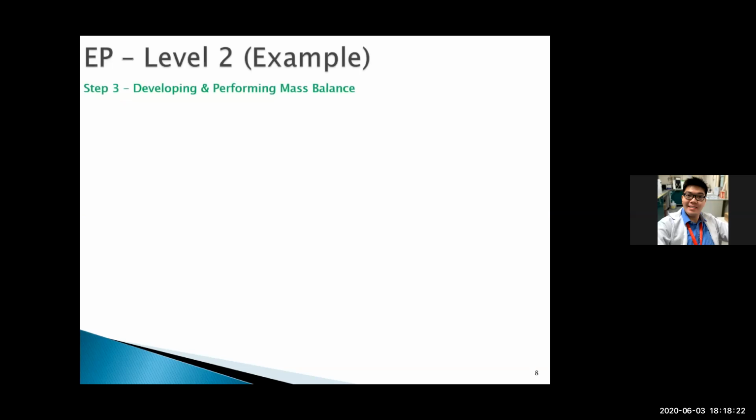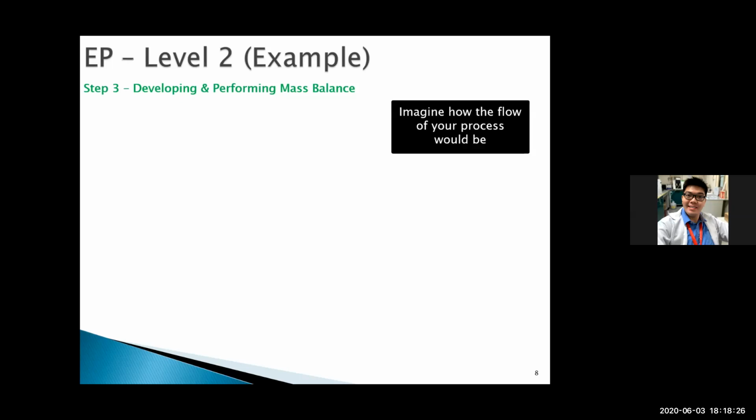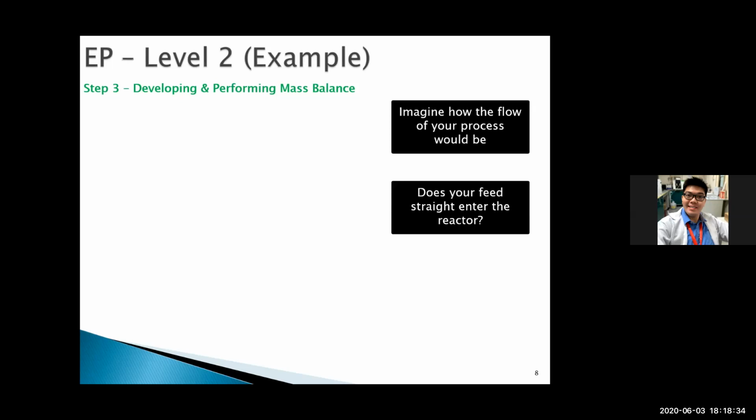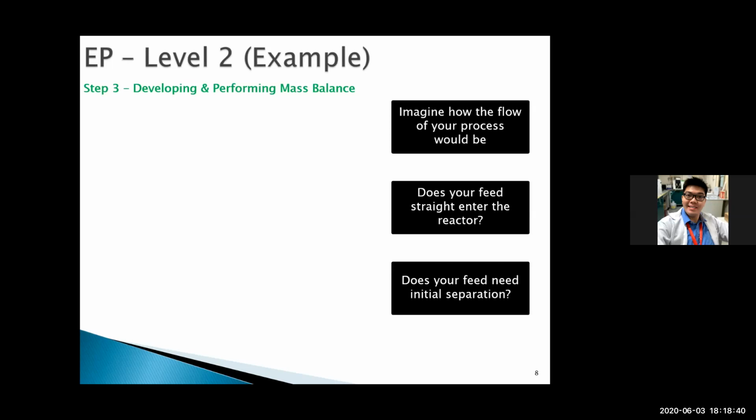Step 3 is for us to start doing the mass balance. The first thing that you should be asking is whether your process will be entering the reactor first, or is there any other process happening before your reactor? Maybe is there a distillation column to separate your feed?